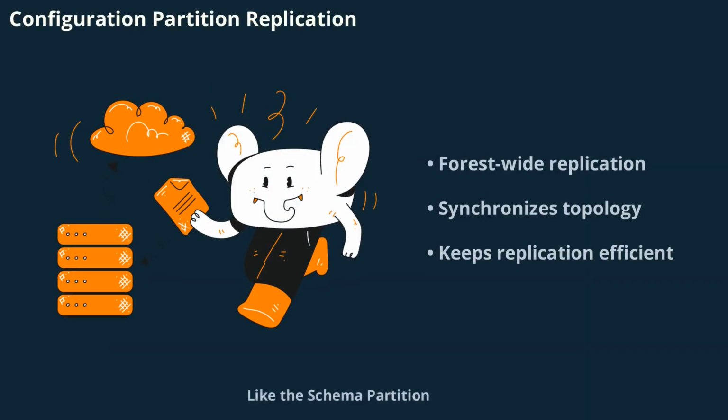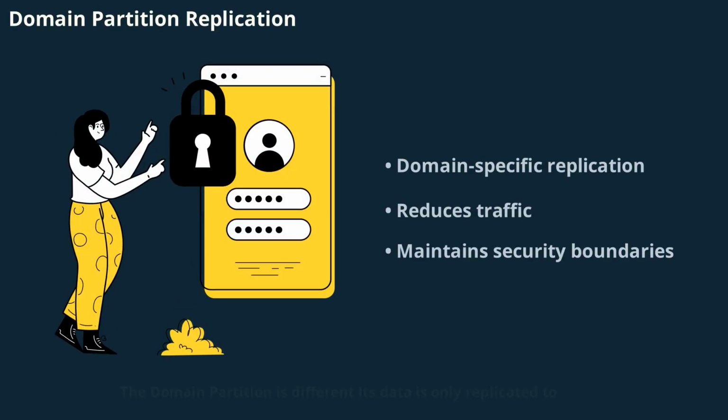Like the schema partition, the configuration partition is also replicated to every domain controller in the forest. This means that all controllers have the same view of the forest's physical and logical structure. Any changes to sites, subnets, or replication links are quickly shared across the entire forest, ensuring that replication remains efficient and up-to-date.